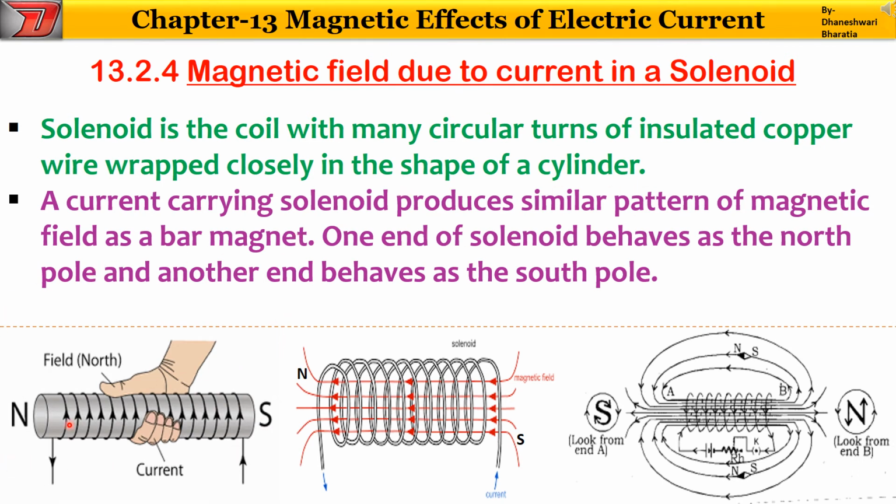Now this I have tried to show you, the solenoid. Solenoid क्या होता है? बहुत सारे टर्न्स लेते हैं, किसके? इंसुलेटेड कॉपर वायर के. Okay, and they are looped in a shape of a cylinder. Okay, this is a better way to see the solenoid. This is a solenoid. Okay, a current carrying solenoid produces a similar pattern of magnetic field as a bar magnet.